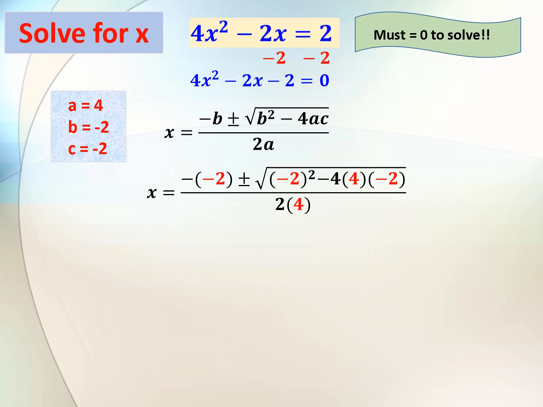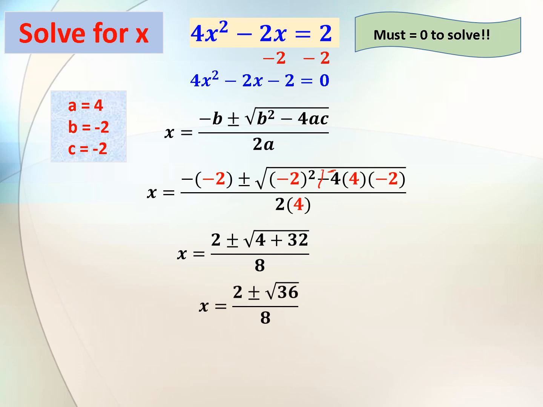Okay, now just to keep myself from making a sign mistake, I'm going to do plus a negative for that minus 4 times a times c. So negative 2 becomes positive 2. Negative 2 squared is 4. Negative 4 times 4 is negative 16. Negative 16 times negative 2 is 32. And then 2 times 4 is 8. So now all that's left is I have to combine 4 plus 32. Well, 4 plus 32 is 36.